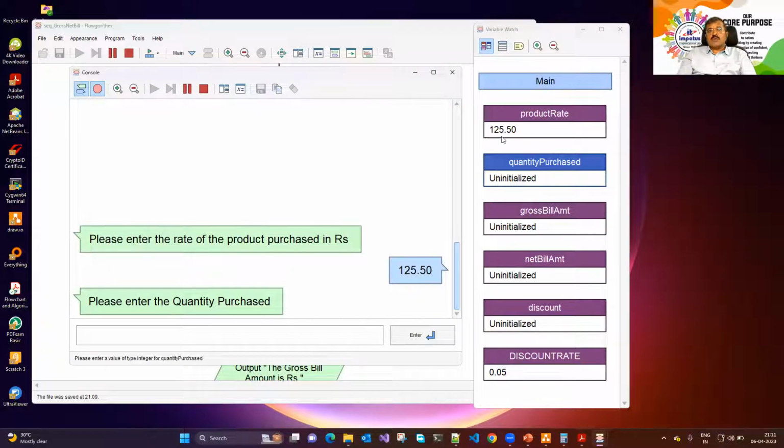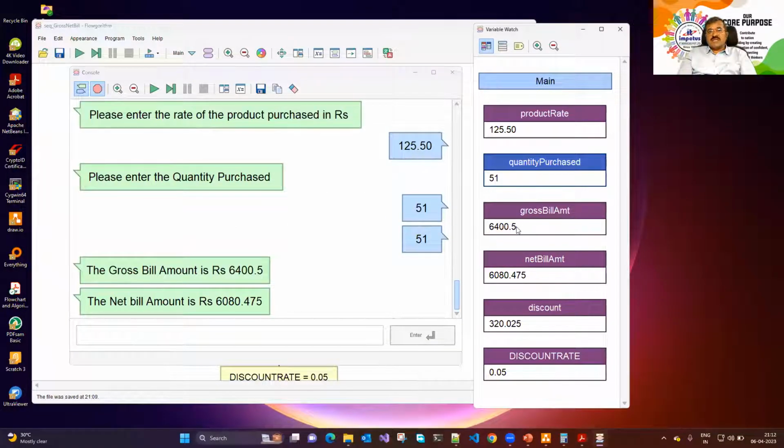Note here, product rate is now 125 rupees 50 paise. I enter the quantity purchased. I purchased 51 such items. The moment you enter 51 items, it shows the gross bill amount, net bill amount, discount, and discount rate. So we got the entire result.